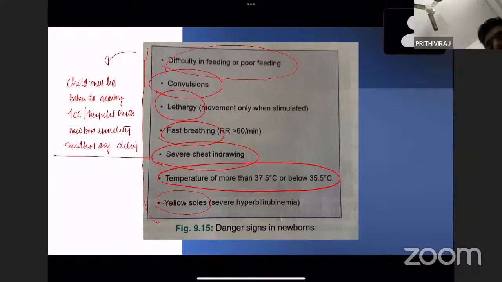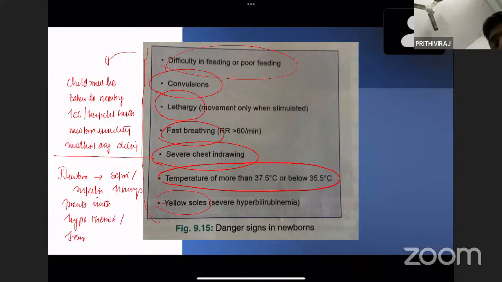And all of you should know that in newborns, sepsis, infection, always presents with hypothermia, or we say temperature instability. There is no terminology of the child having fever, because fever is a less specific sign in newborns. Sepsis, septic shock, or any illness in the child always presents with cold stress or hypothermia. In that scenario, you have to rule out sepsis in that child.